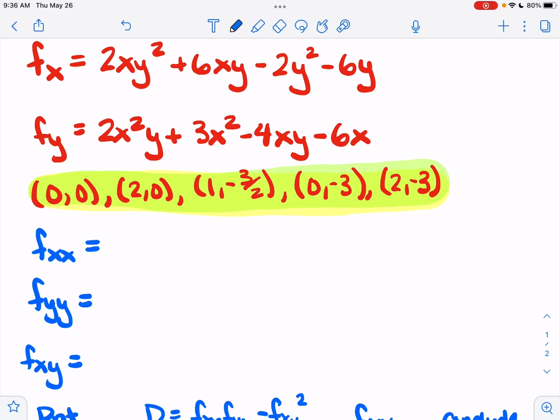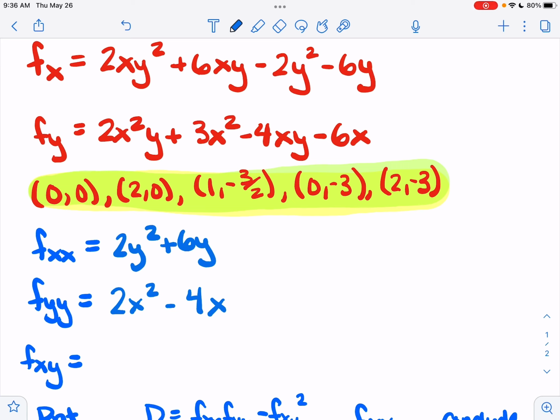So we have f sub x. We want to take an x derivative of that to get 2y squared plus 6y. And the x derivative of y squared and y is 0. So that's where we are for f sub xx. For f sub y, we start with the y derivative and take another y derivative. And we have 2x squared minus 4x as f sub yy, the second derivative with respect to y.